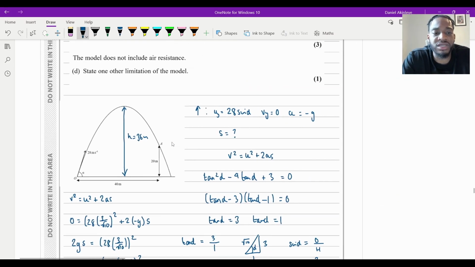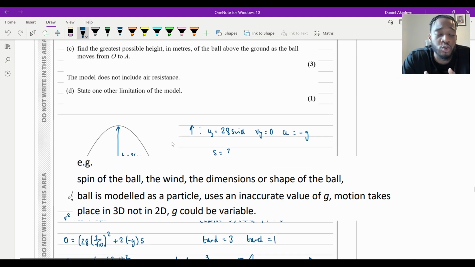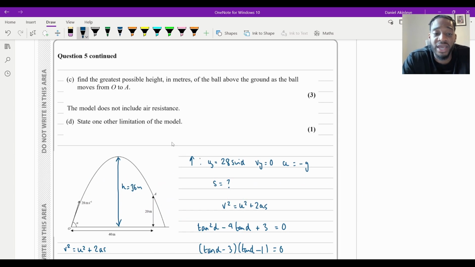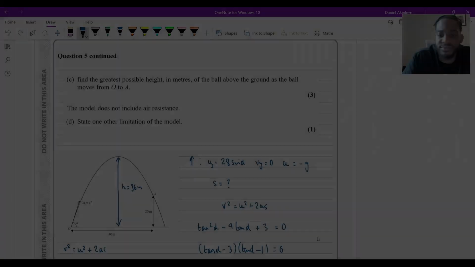You could say the ball is modeled as a particle. What if it will have rotational symmetry? You could say the wind. What else could you say? You could say the spin of the ball. Maybe g could be 9.81, more accurate instead of 9.8, and so on and so forth. So it's just one of those things that you can use for that answer, and that will give you the 1 mark for part D. And yeah, that's pretty much done. That's question 5 done. And now let's go into question 6.